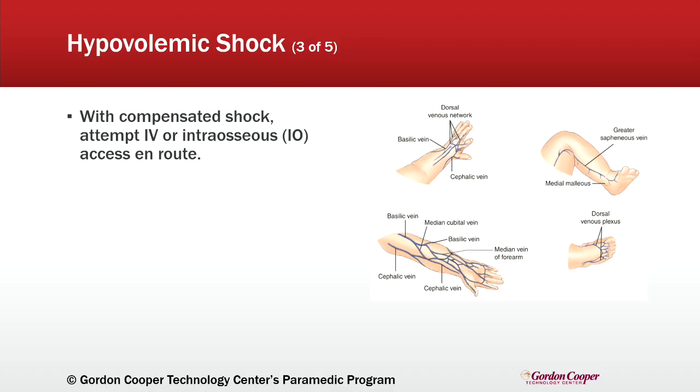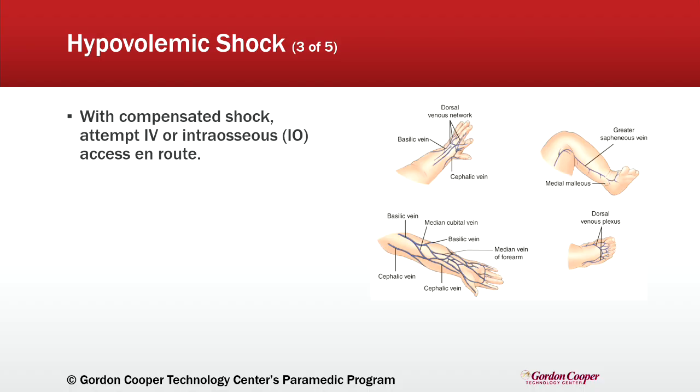If they're in compensated shock, of course, what we're going to try to do is establish an IV or IO access en route, gathering all the necessary equipment that you're going to start off with. We're going to use catheters that are preferably over-the-needle catheters in pediatric sizes of 20 to 22 or even maybe 24 gauge. If the over-the-needle catheter is unavailable, we can use the butterfly as a temporary alternative, but realize that the butterfly leaves that needle in there, and ideally we would be using a catheter with them.